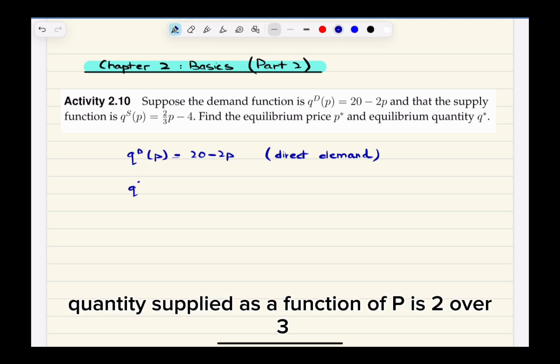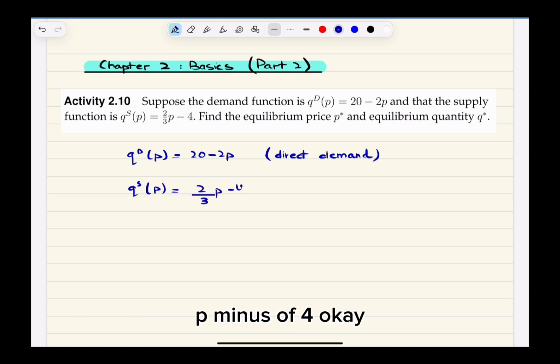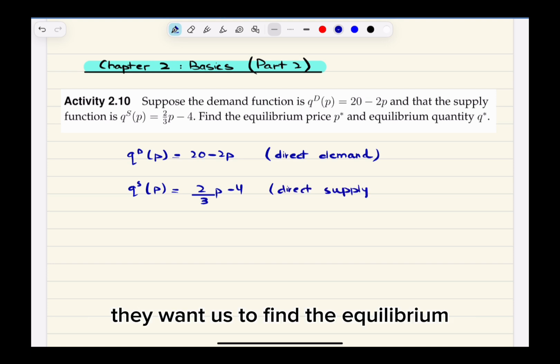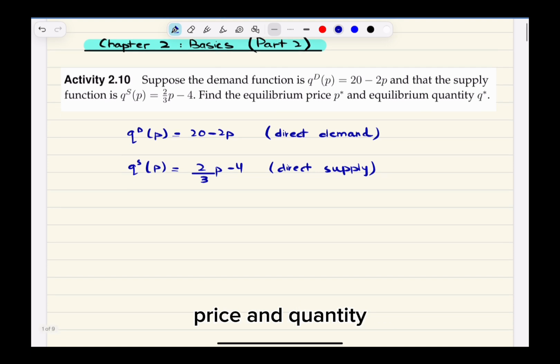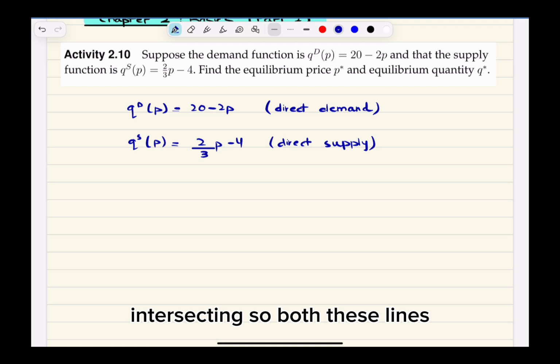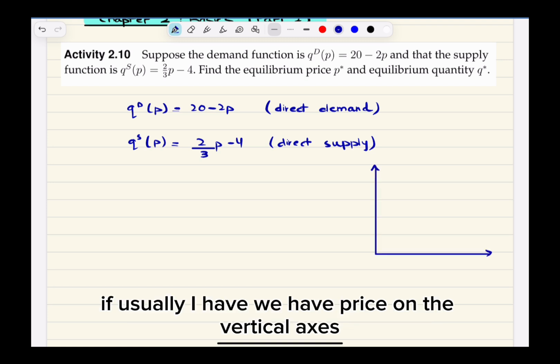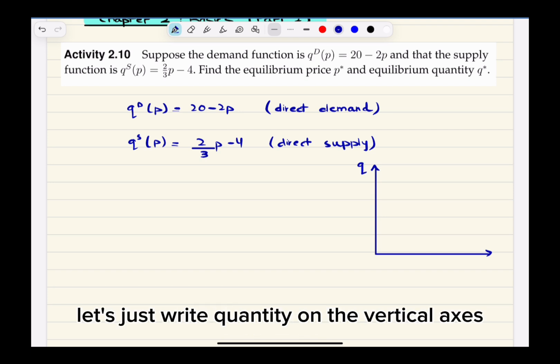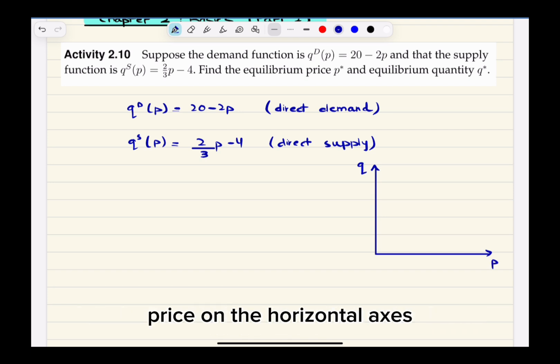Okay, quantity supplied as a function of P is 2 over 3 P minus 4, and this therefore is called direct supply. They want us to find the equilibrium price and quantity. So at the equilibrium, they're going to be intersecting. Usually we have price on the vertical axis, but just for convenience, let's write quantity on the vertical axis, price on the horizontal axis.